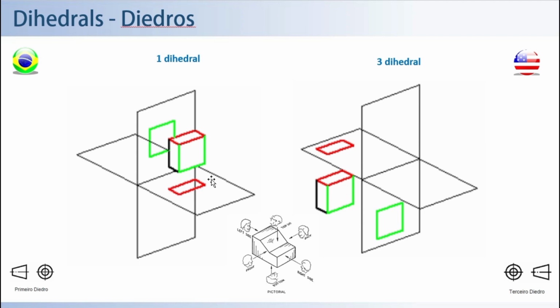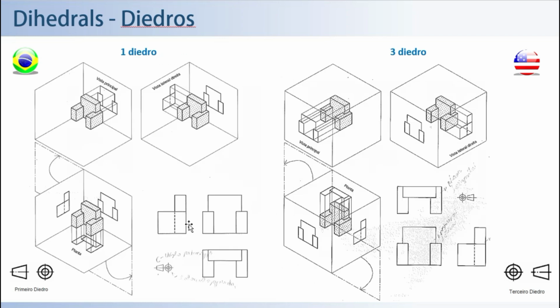But if you are in the USA, you need to put the object in third dihedral like that. And what are you seeing? You are seeing exactly a red rectangle in this plane and a green rectangle in this plane. But it's difficult to see what kind of difference using first dihedral and third dihedral could bring to technical drawings. Because of this, I brought you these images.